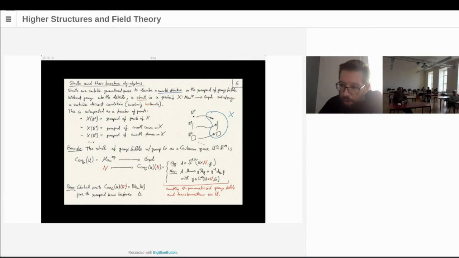When you evaluate it on the line, for example, you get the smooth curves in the groupoid of gauge fields, etc. And so this is how the stack records smoothness, by telling you what the smooth maps into it are.